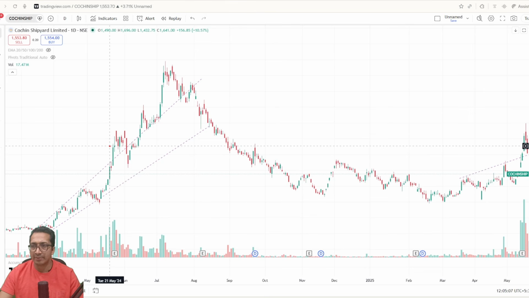So at this point of time, this is a big candle. That means the volume is high, of course, and this is a big candle. So a lot of people want to buy at this point as well. That's why it's a big candle.